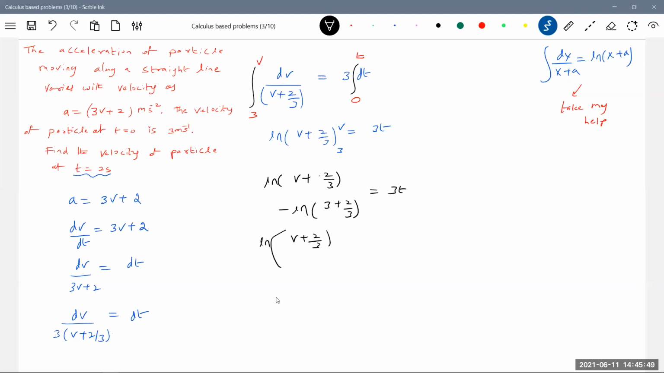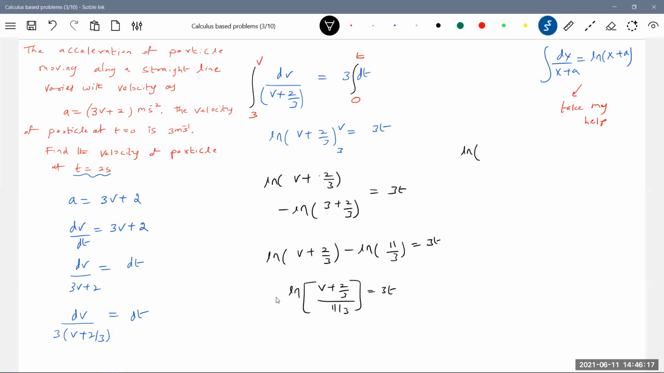Log a minus log b can be written as log of a by b. One more step, I'll write it. Log of v plus 2 by 3 minus log of 11 by 3 equals 3t. So log of v plus 2 by 3 by 11 by 3 equals 3t. So this will become log of 3v plus 2 by 11 is equal to 3t.